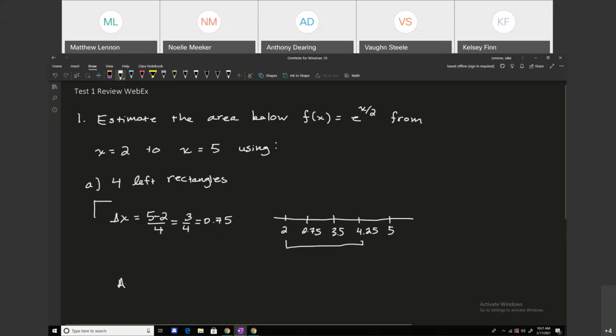So our area estimation here will be 0.75 times f of 2, which would be e to the 2 divided by 2, plus e to the 2.75 divided by 2, plus e to the 3.5 divided by 2, plus e to the 4.25 divided by 2. And then you can just plug all that into your calculator. And again, I'm just kind of making up this problem on the spot, so I have to type it all in. That's okay.